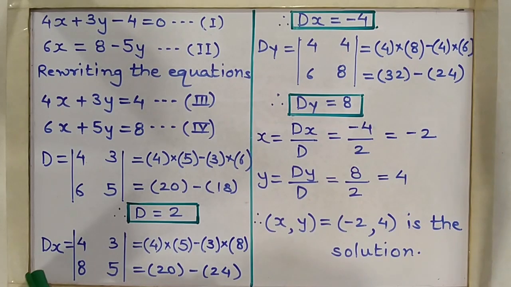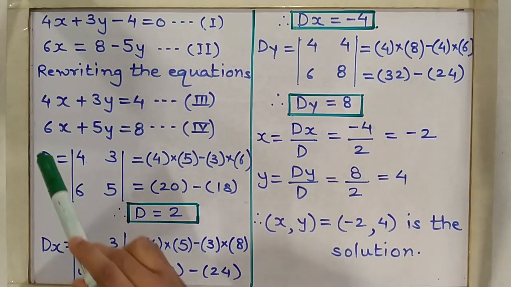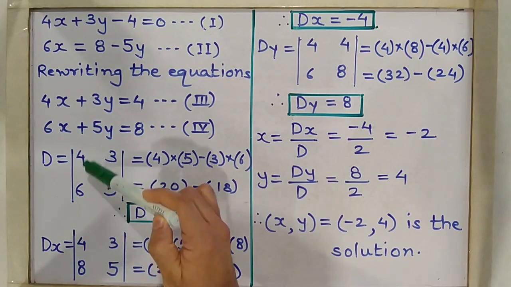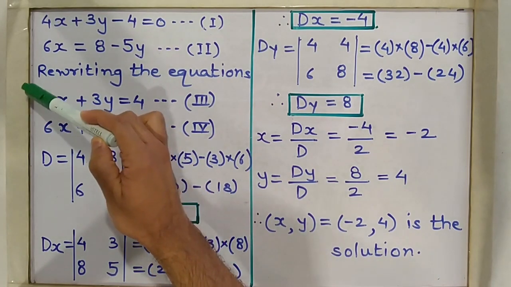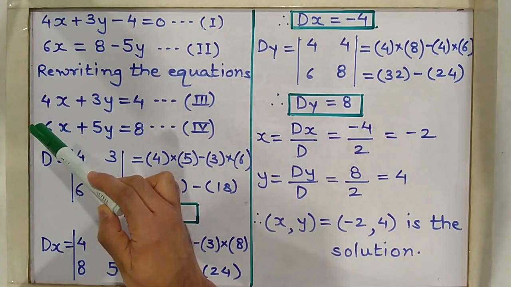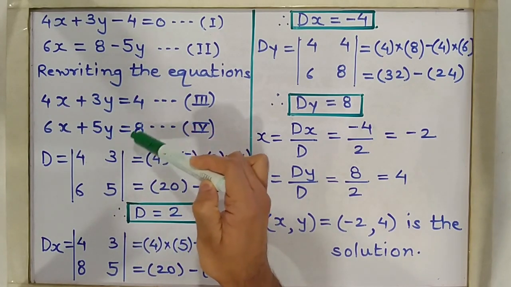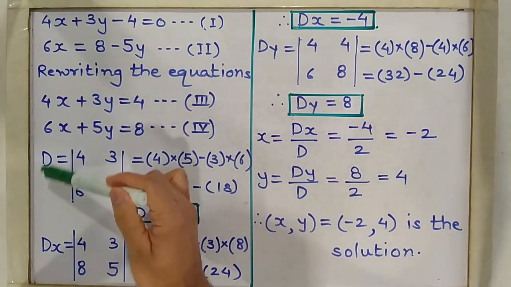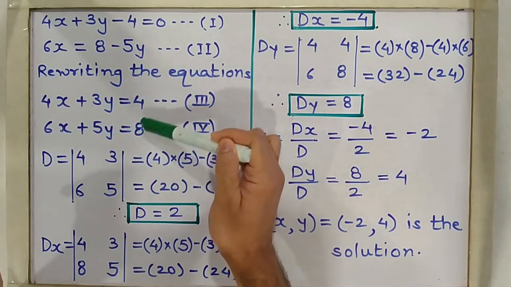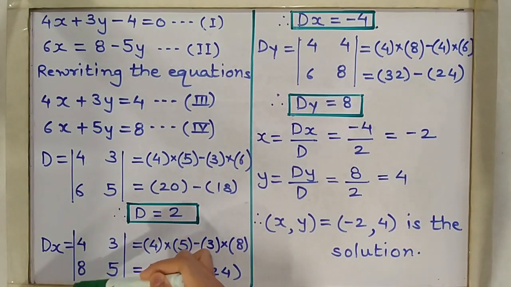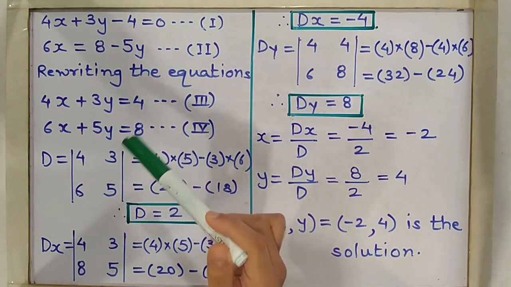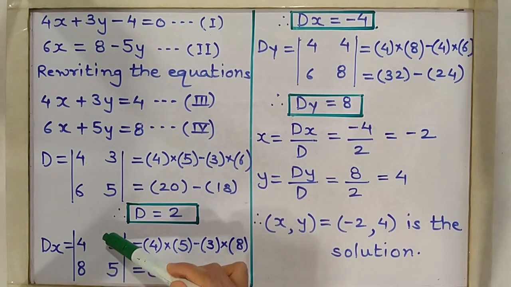After that we have to form determinant dx. You observe determinant D. In this 4 and 6 are coefficients of x. We have to replace these coefficients by constant terms. That means 4 and 6 will go out and in their place the constant terms 4 and 8 are going to come. You see here 4 and 8 have come, they are constant terms. And these 3 and 5 are not going to change, we will write as it is, 3 and 5.